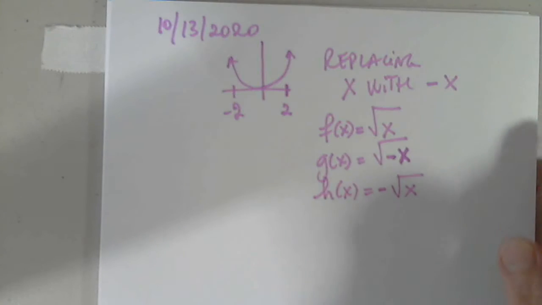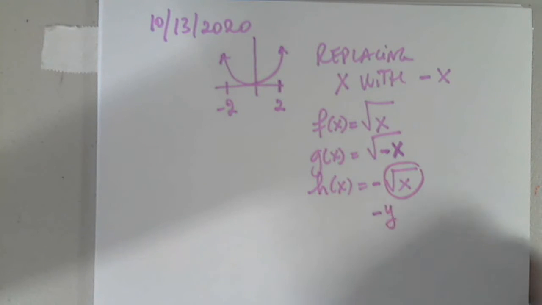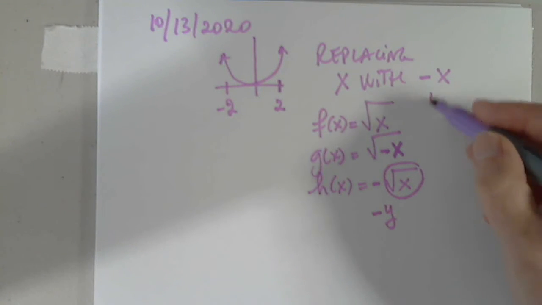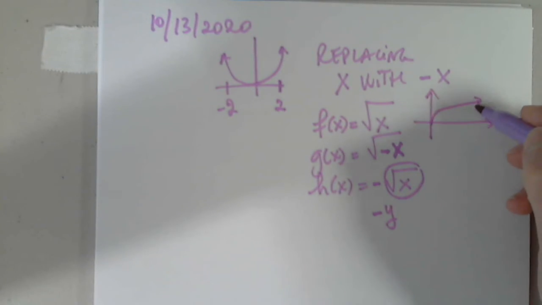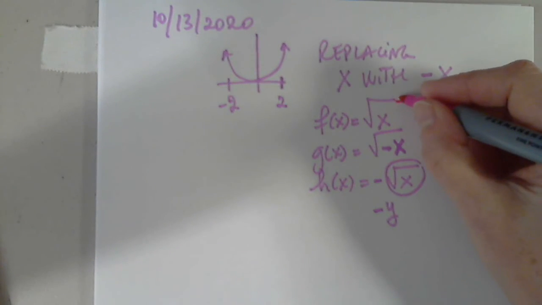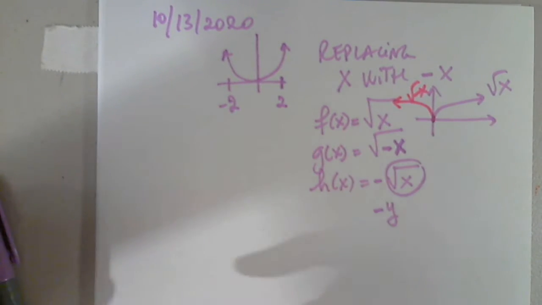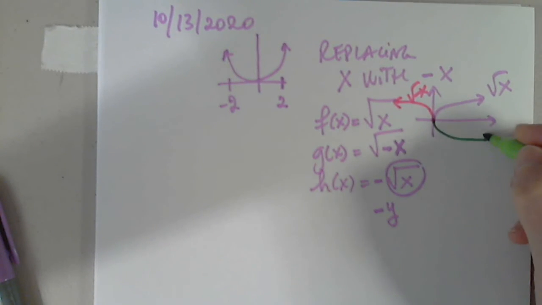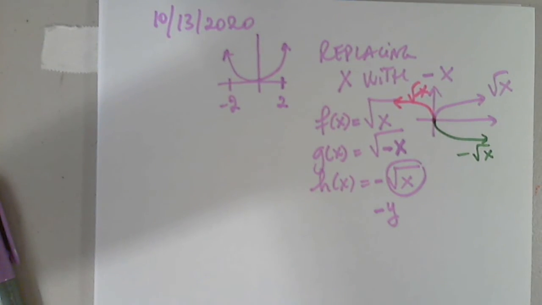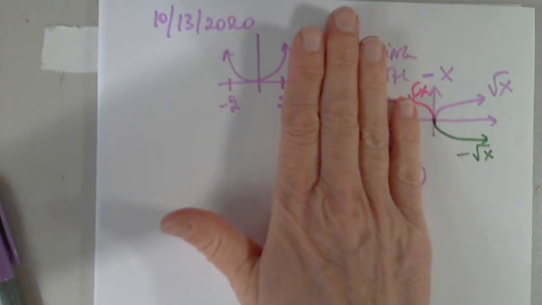When it's outside, it does not touch x, so this is a transformation on y. This represents negative y. So when you graph the square root of x, you have this. When you graph the square root of negative x, you have this. And when you graph negative the square root of x, you will have this. Because all the y values were multiplied by negative 1, or all x values were multiplied by negative 1.